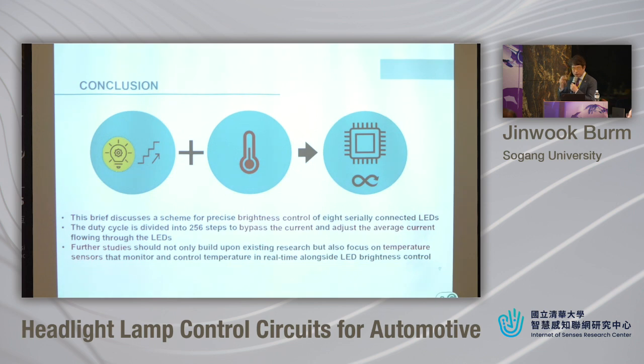If I conclude the presentation, we briefly discussed the brightness control circuit with 8 serially connected LEDs. If you'd like to make large arrays, we can combine these 8 elements vertically or horizontally. And the duty cycle can be divided into 8 bits, so 256 steps, and it was working okay. So we are able to control the LED light okay.